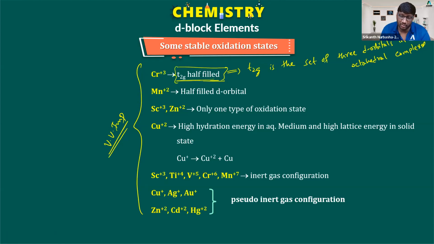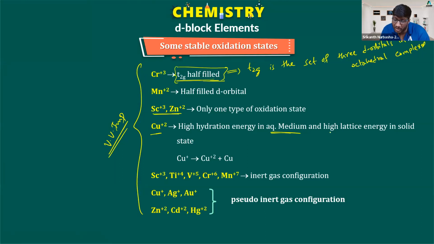Mn plus 2 is stable. Manganese in the plus 2 state is stable because of the half filled d orbital. Scandium plus 3, Zn plus 2. Only one type of oxidation state is possible for scandium, that is plus 3. For zinc, it is plus 2. So only one type of oxidation state. As I have just told you, Cu plus 2 will have high hydration energy in aqueous medium. If you consider aqueous medium, it will have high hydration enthalpy.